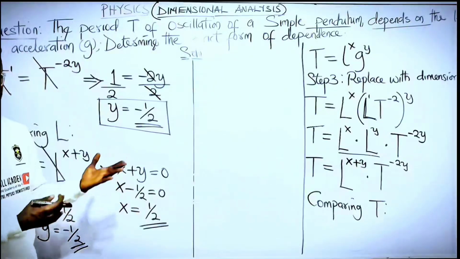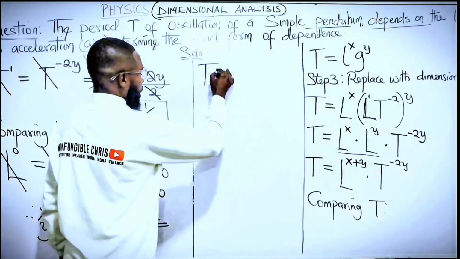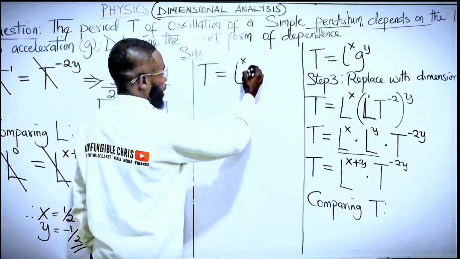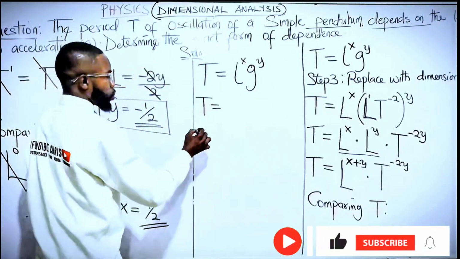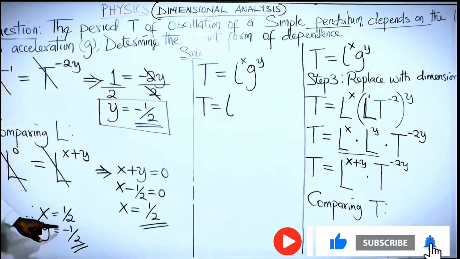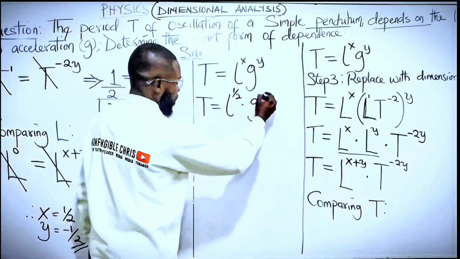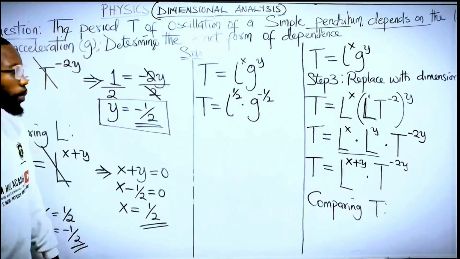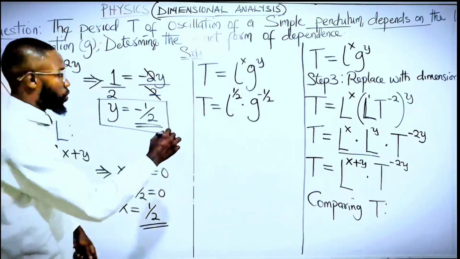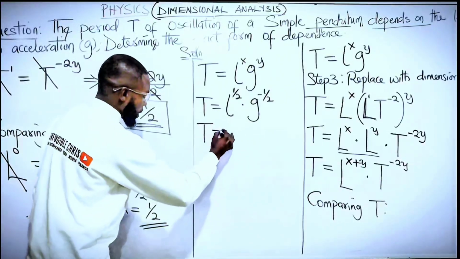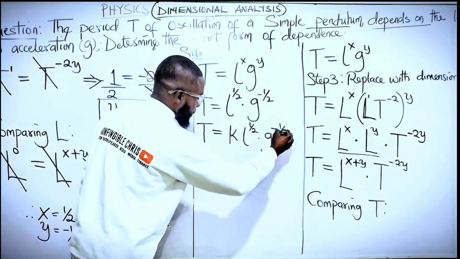Now, having known the value of x and y, which is their indices, we can now say, going back to t is equal to L raised to power x, g raised to power y, that is the same thing as t equal to what? L raised to power x. The value of x is what? 1 over 2. 1 over 2 times g raised to power what? Minus 1 over 2. Remember from when we're doing it, we have a constant k here. Now we can fix the constant k since we've gotten the value of x and y. The full equation becomes t equal to k L raised to power 1 over 2 times g raised to power minus 1 over 2.